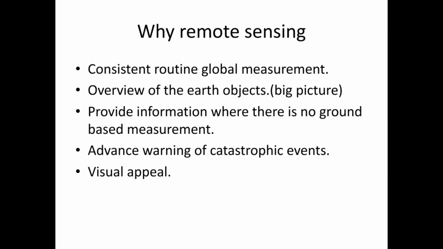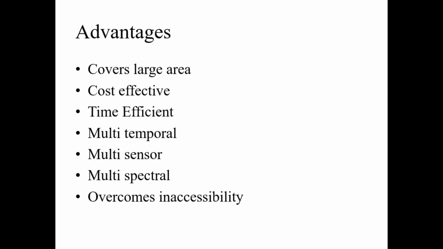Why are we using remote sensing? Because it is a consistent routine global measurement, and it provides a big picture, which is the overview of the earth objects. It provides information where there is no ground based measurement, it gives advanced warning of catastrophic events, and it has visual appeal.